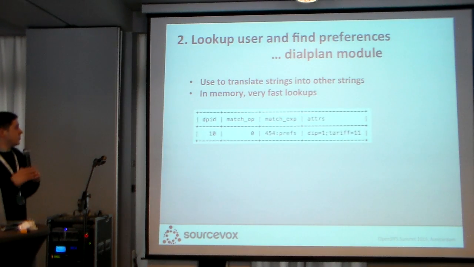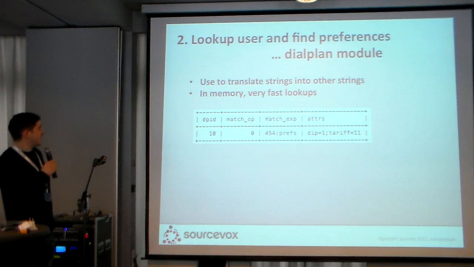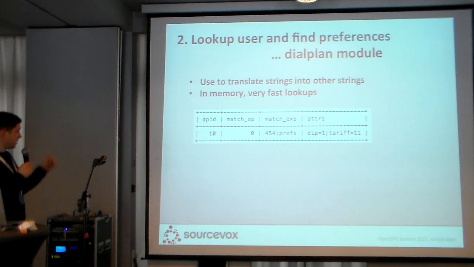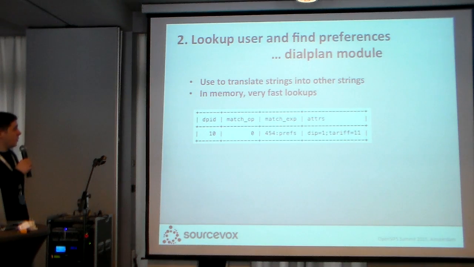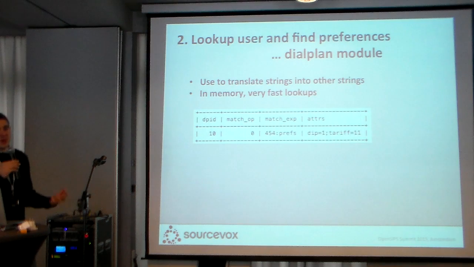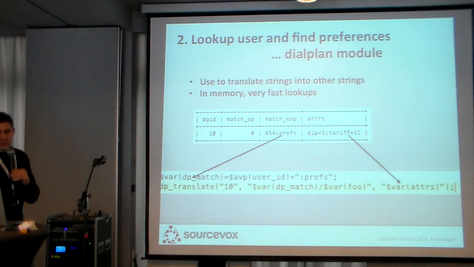Again, like the permissions module, it holds its information in a database table. Here's a small example. You have a dial plan ID here of 10. There's a match operation of 0, which means that OpenSIPS is going to do an exact match on the match exp column. And once again, we have this concept of attributes which are stored against the module, which OpenSIPS can return back to you as part of a check against this dial plan.